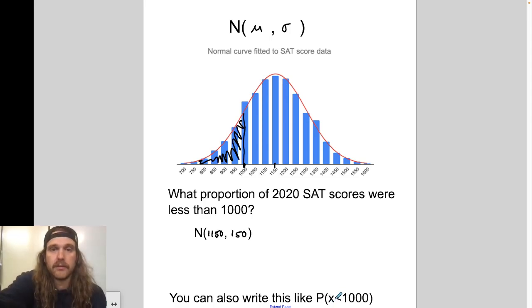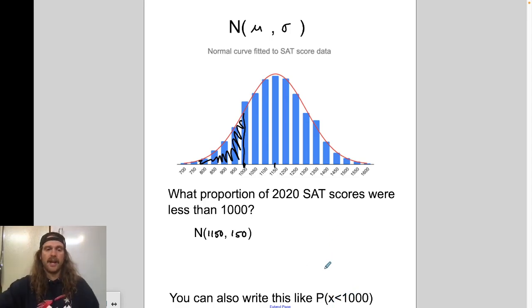So these two things are asking the same question. What proportion? Same thing as asking what's the likelihood or what's the probability, that's what the P stands for, that X is, or rather that a randomly selected person that took the test scored less than 1,000. And I will write that down really fast.